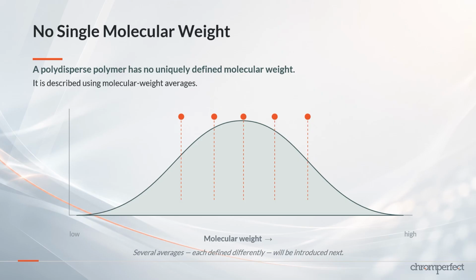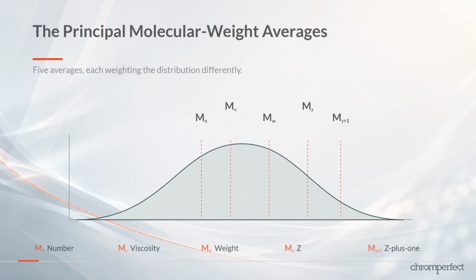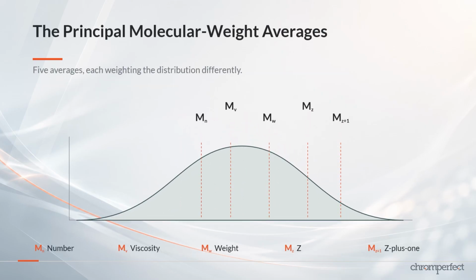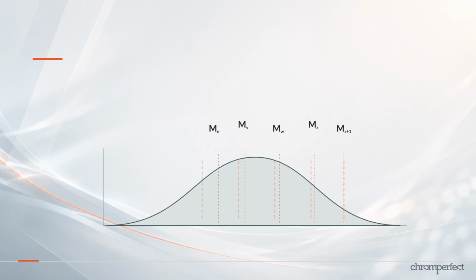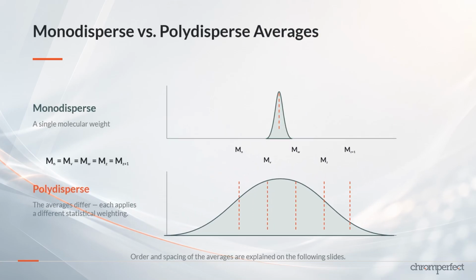Four averages are especially common: the number average molecular weight, Mn, the weight average molecular weight, Mw, the Z average molecular weight, Mz, and the viscosity average molecular weight, Mv. Chromperfect can also calculate the higher order Z+1 average, Mz+1. For a truly monodisperse material, all molecular weight averages are equal to the ordinary molecular weight of the molecules.